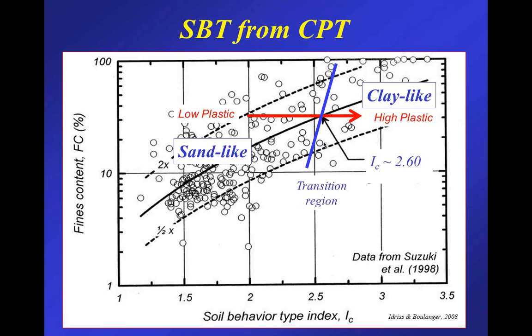Or you could have a soil that maybe has 20% fines, but if the fines are made up of very highly plastic clay minerals, then it could behave more clay-like. So back in those early days, I had suggested rather than calling this fines content, when you use soil behavior type, you're really estimating an apparent fines content, where you're capturing both the influence of plasticity and fines content.